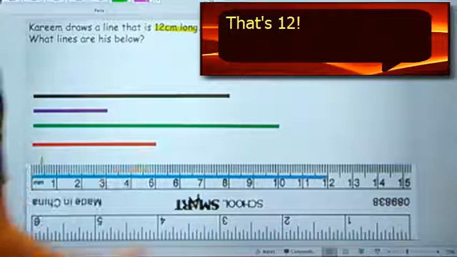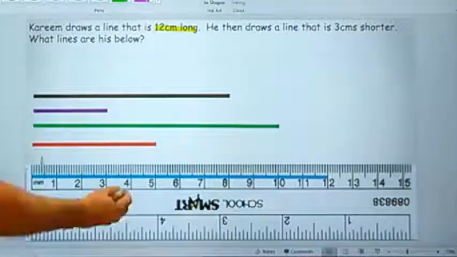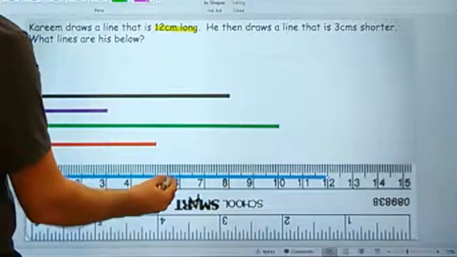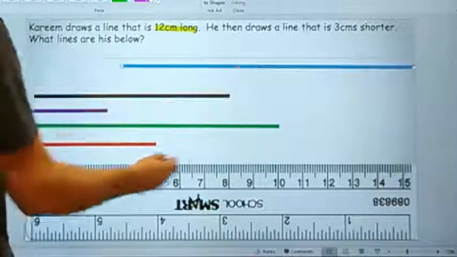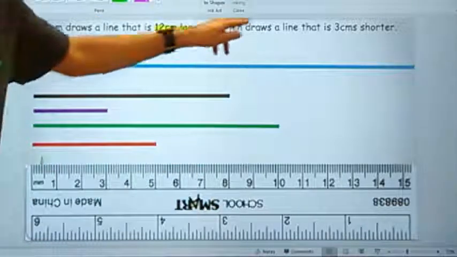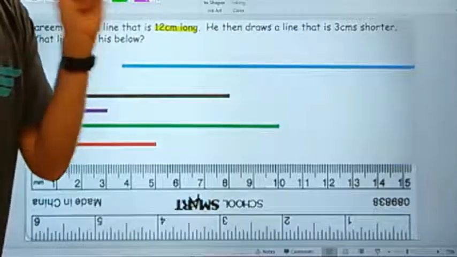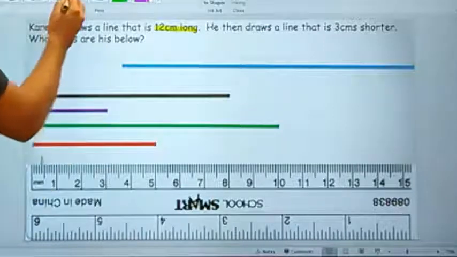Ooh, I can see my blue line is 12 centimeters. So I know that this blue line is Kareem's 12 centimeters one. I'm just going to slide it up over here. I know that line is Kareem's 12 centimeters, all right? He then draws a line that is 3 centimeters shorter. Okay, well I can just create a math problem for that.